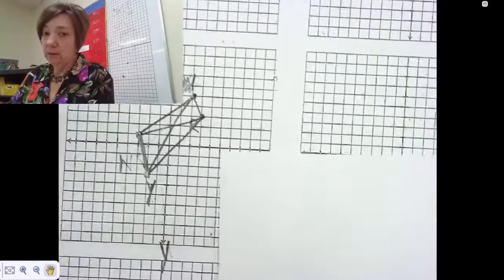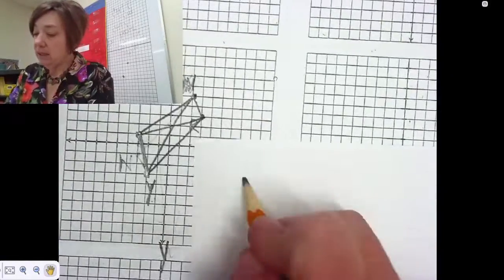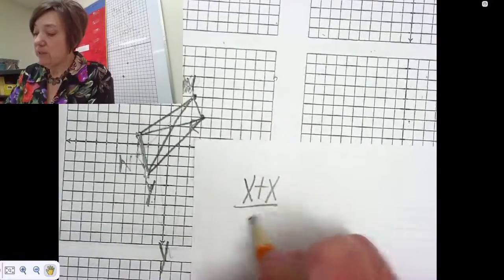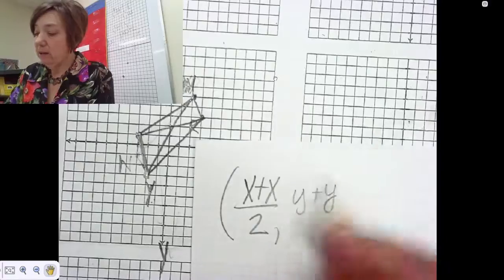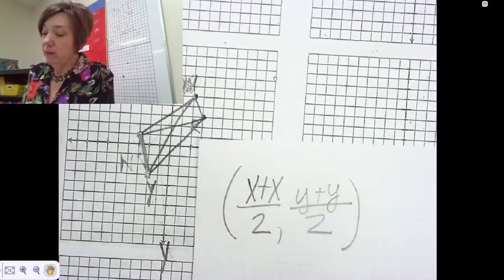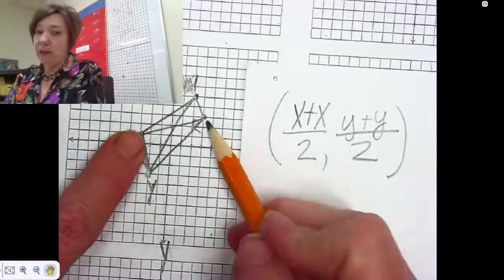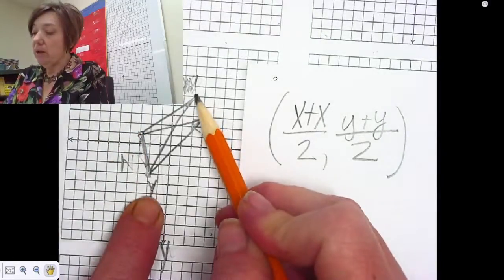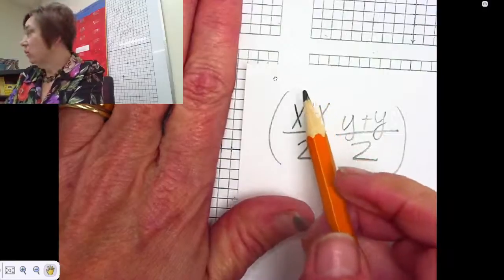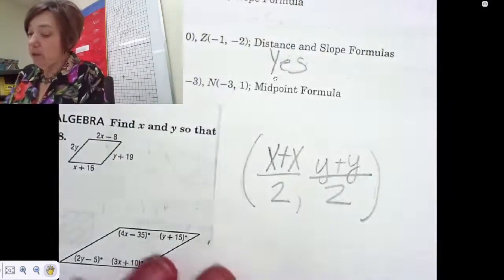Yeah, x plus y. X plus x divided by 2, right? And then y plus y divided by 2. Okay, so we're going to find the midpoint from here to here, right? And then we're going to find the midpoint from here to here. I'm not going to look at the graph because that's hard for me. I'm going to go look at the paper. So we're going to find the midpoint from WY.